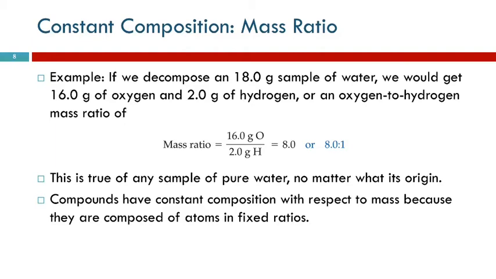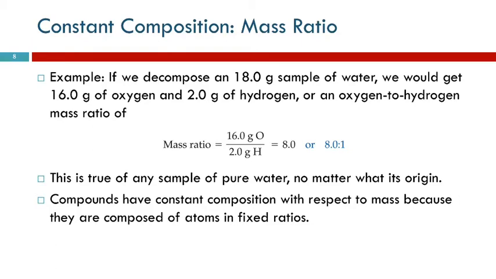So if we took a sample of water that weighed 18 grams, and we decomposed it, it's a compound. It can be separated into its elements by a chemical process. We would find that you'd get 16 grams of oxygen and 2 grams of hydrogen every time if you start with 18 grams. So if we look at the ratio of the mass of oxygen to the mass of hydrogen, we get a ratio of 8. That ratio is constant for all samples of water.